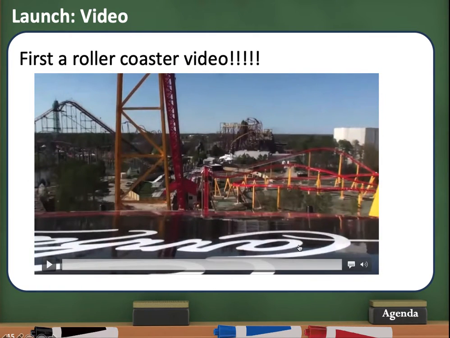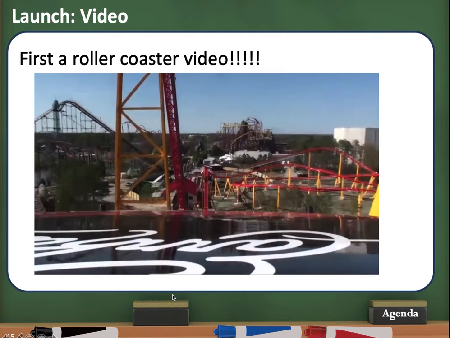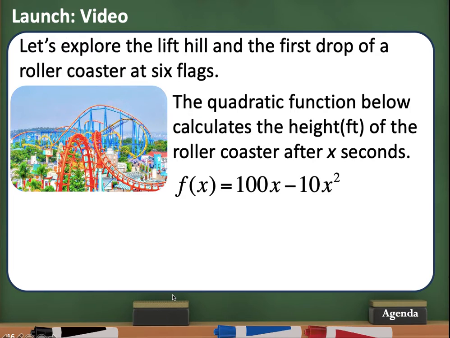Tricked you. Okay, so it goes on obviously farther than that, but we're not going to watch all of it. What we're going to do is focus not on that whole ride you just saw. We're going to explore the lift hill and the first drop of the roller coaster at Six Flags. So if you watch the video again, it's when he got pulled up to the top, and then that first hill down, that first drop. So the lift hill and that first drop.